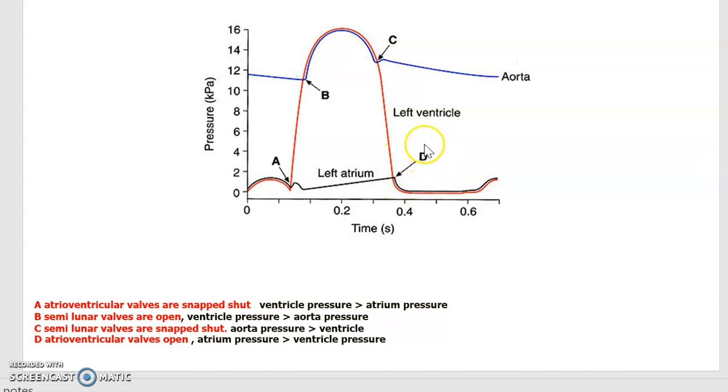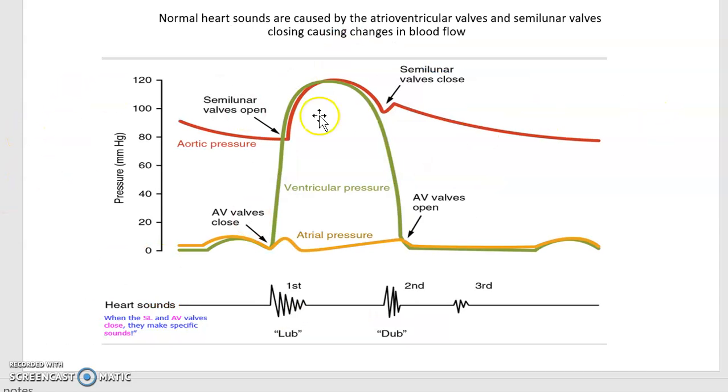And then D, what you've got is atrial pressure, this time being slightly higher than the ventricle pressure, which pushes open those atrioventricular valves. This diagram here is showing you exactly the same idea. And here you can see the lup dup sound, which is associated with the heart sound.